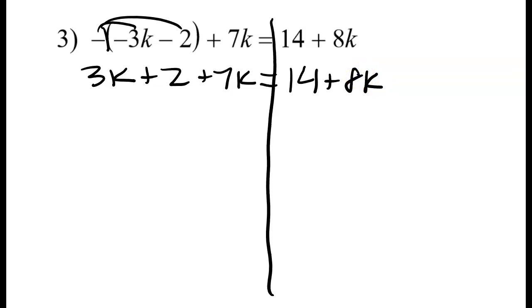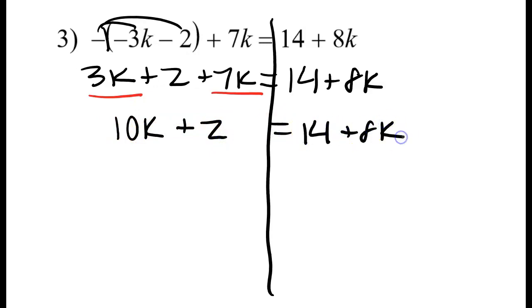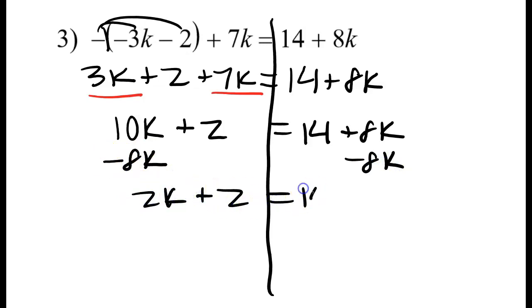And yes, there is. On the left, I've got 7k and 3k. Let's put those together to make 10k. Plus 2 equals 14 plus 8k. I just brought down all the terms that I didn't mess with. All right, next, let's get the k's to the same side of the equal sign. Subtract 8k from both sides. All right, so 2k plus 2 equals 14.